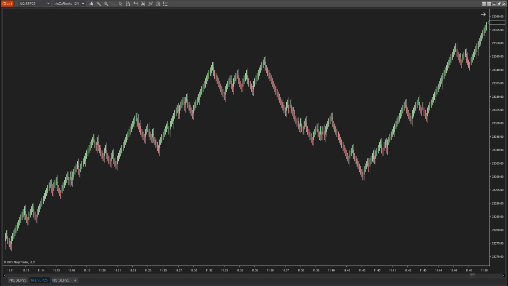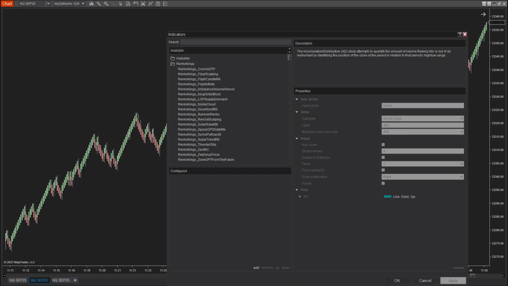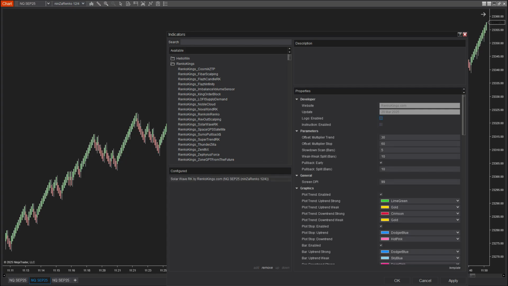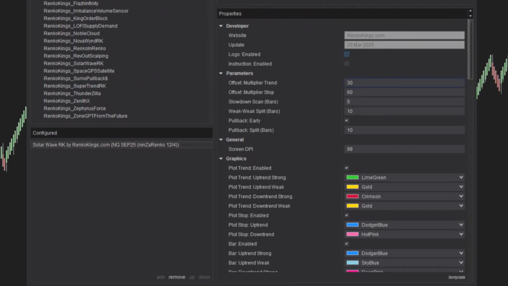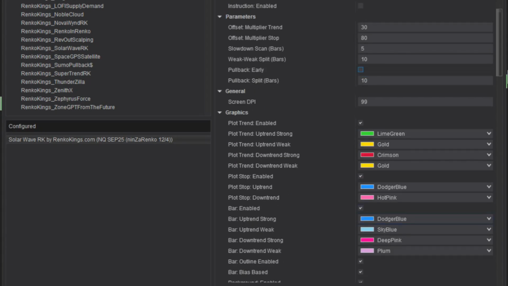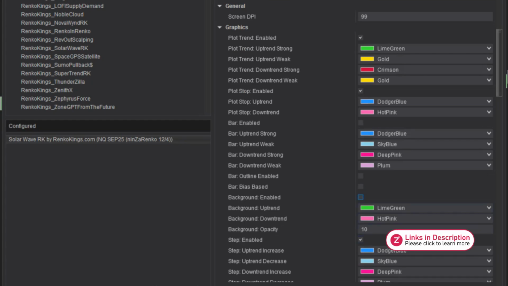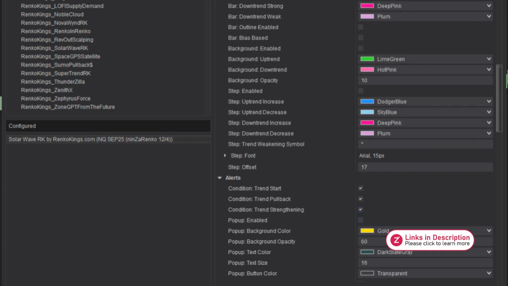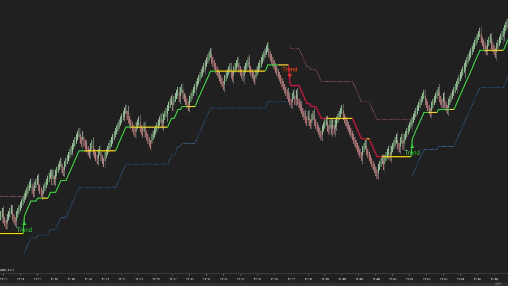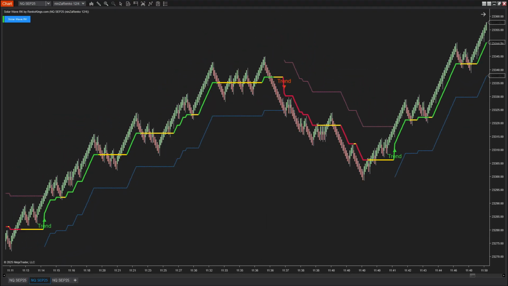First, let's talk about the Solar Wave RK. I'm going to tweak a few parameters and adjust how it looks on the chart, just to make the signals more reliable and also to clean up the interface a bit, so there's more space for the other indicators to show clearly. After the adjustments, the chart looks much cleaner and a lot more intuitive.